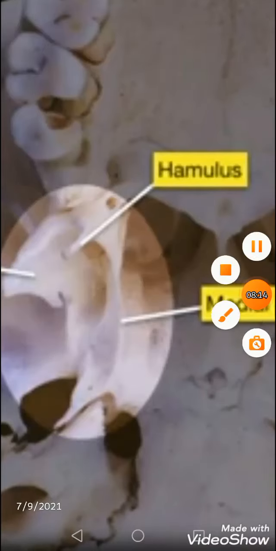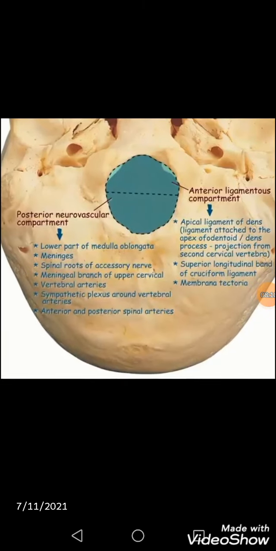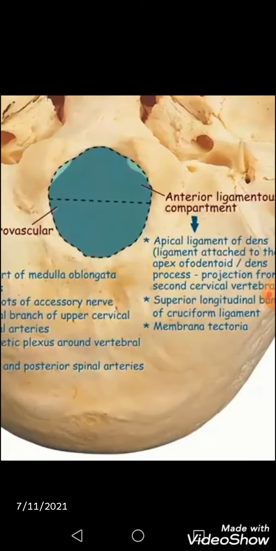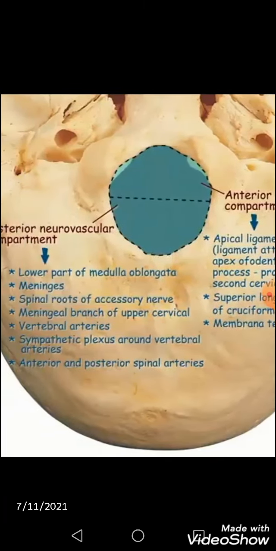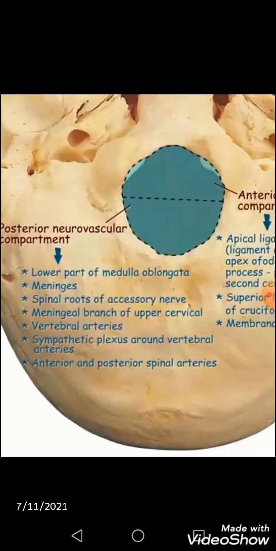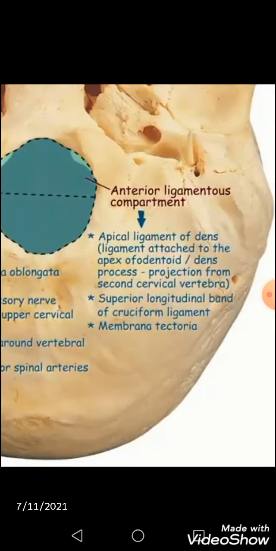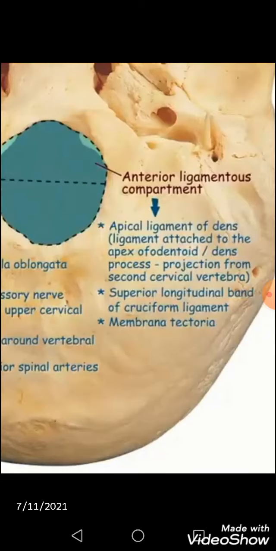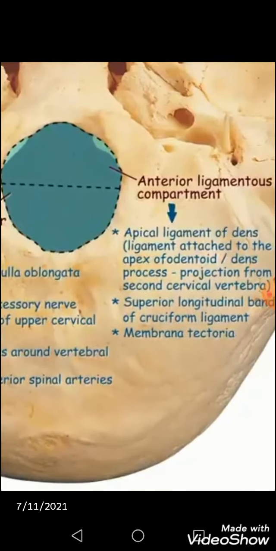Now you can see the largest foramen, the foramen magnum. If you divide it into two compartments, the anterior compartment is meant for various ligaments to pass through, and the other is meant for the passage of neurovascular bundles, right? In the ligamentous compartment you find the apical ligament of the dens, and then the superior longitudinal band of the cruciform ligament and the membrana tectoria, which are supposed to pass through this anterior compartment.